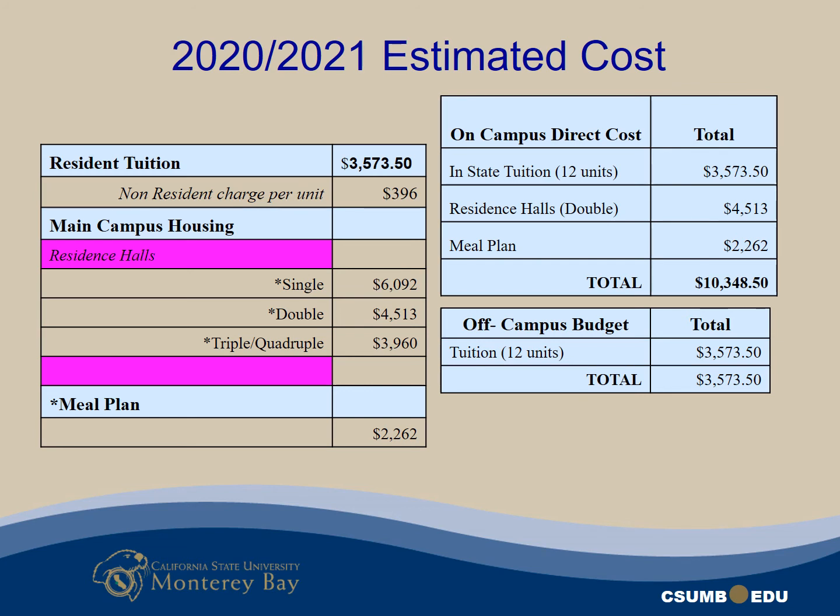Now on your right-hand side, you will see a total breakdown of what you're looking at per semester. For example, you're an in-state tuition or California resident and you're enrolled as a full-time student, which is 12 units. You're planning to stay on residence hall for a double, and then also your meal plan. So per semester, you're looking to be charged $10,348.50. If you're not planning to stay on campus housing and you wish to live off campus, then you will only be charged your tuition on your Oasis account only.